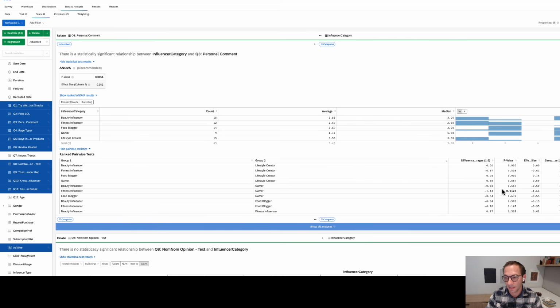We only have one significant p-value, but you may have a question like, which categories significantly differ from gamer? And so you want to look at all the gamers, and you want to compare gamer to all the other categories and see which ones significantly differ. Okay, so in this case, we know from these p-values, none of these significantly differ from one another, except for fitness influencer and gamer, right? Those are the only two there.